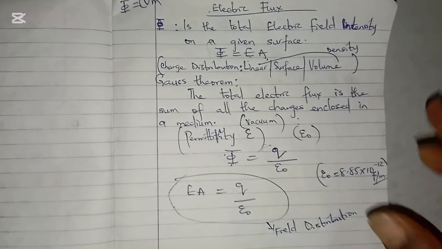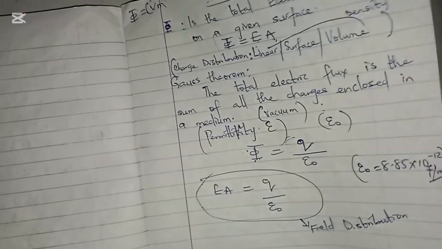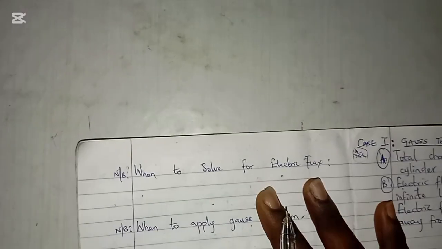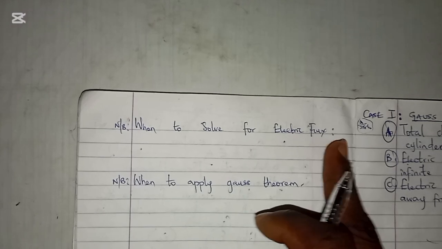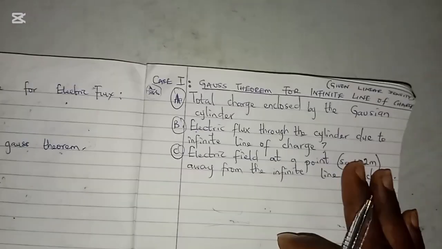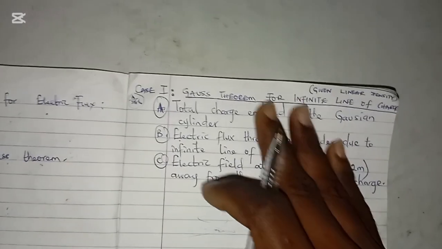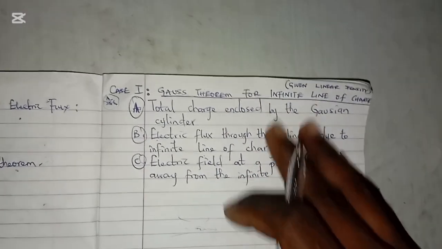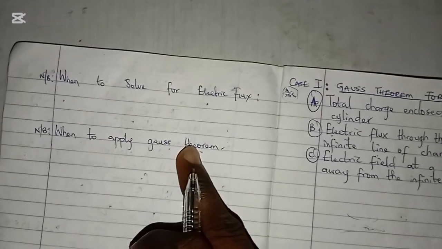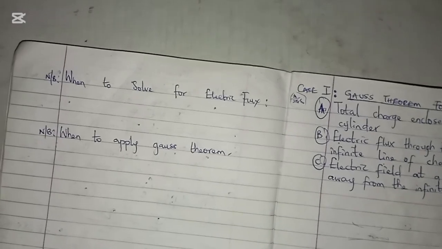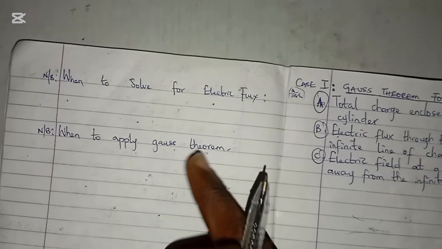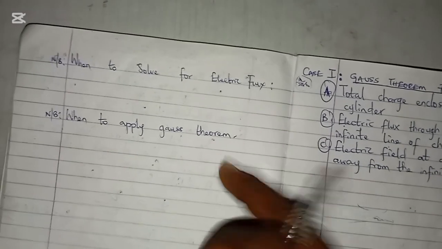takes us to the main thing I have for us today. And that is, I will come back to this. We need to know when to solve for electric flux, when to apply Gauss theorem. We need to know that. But the main thing I have for us today is this. So we apply Gauss theorem mainly when we want to find electric field. Yes, we normally use it for calculation. You need to know it.